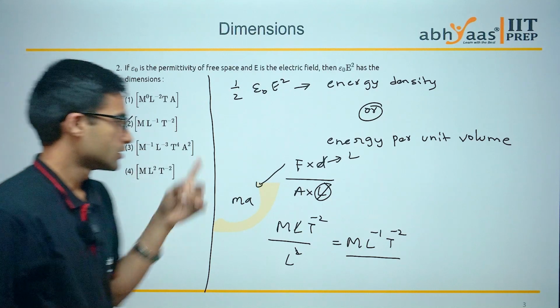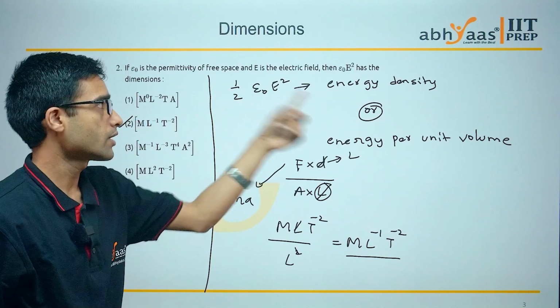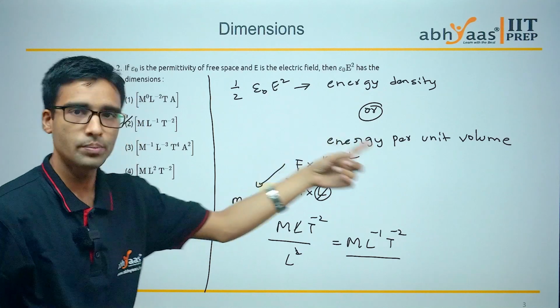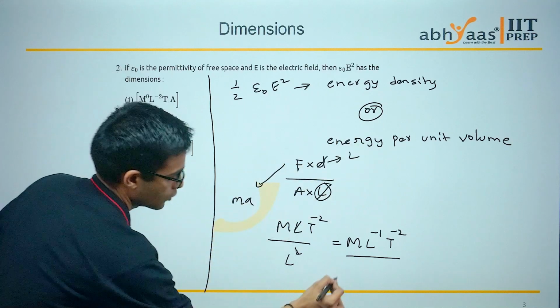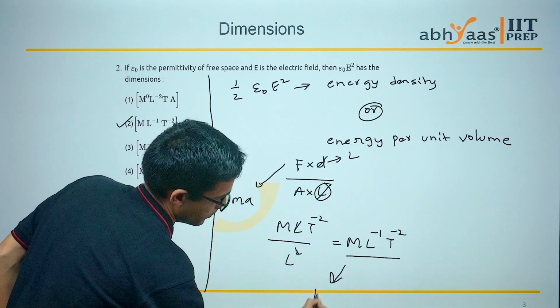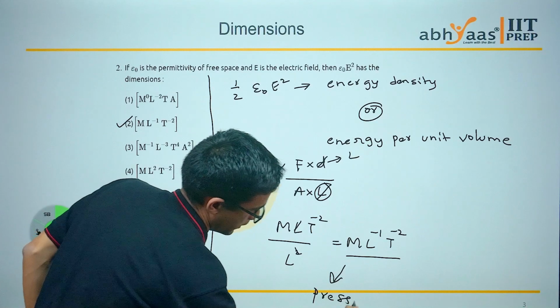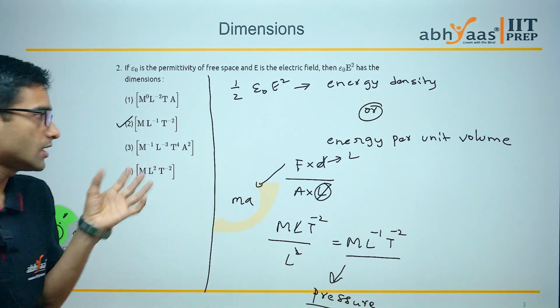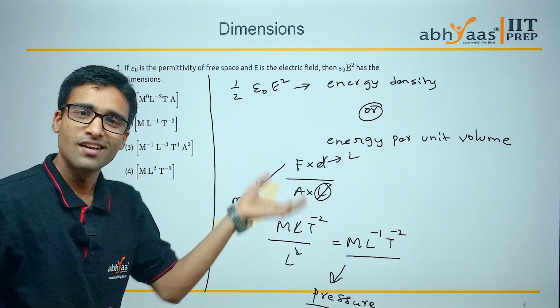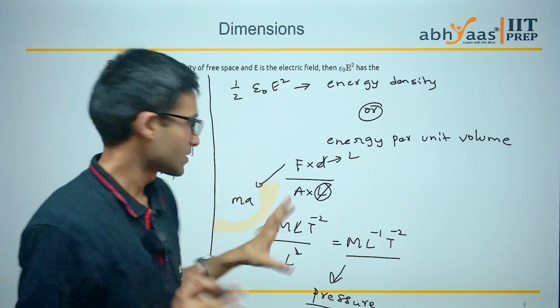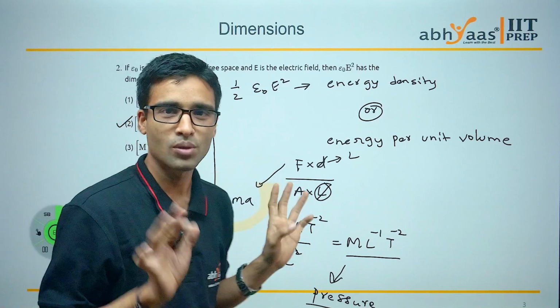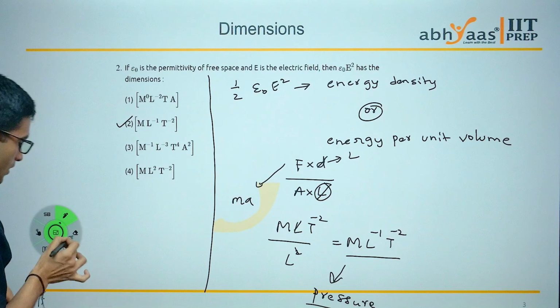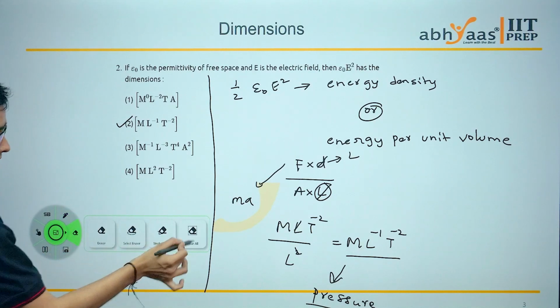So 1 by 2 epsilon E square is energy density or energy per unit volume, and we also got that this is the pressure dimensional formula. This we can solve easily, in not even 2-3 steps. In 2 steps only I solved this problem. Can we go to the next one? Yeah, clear all.